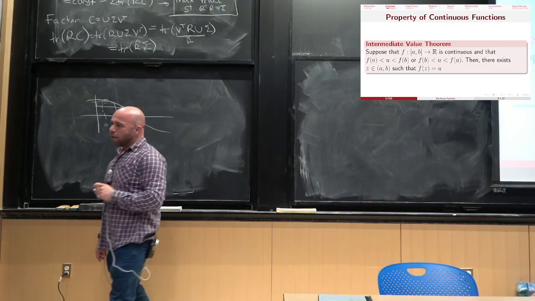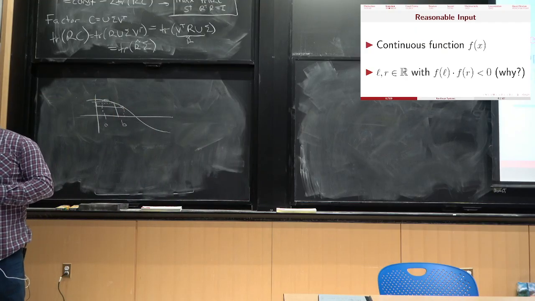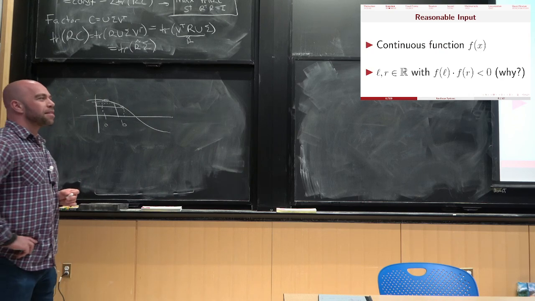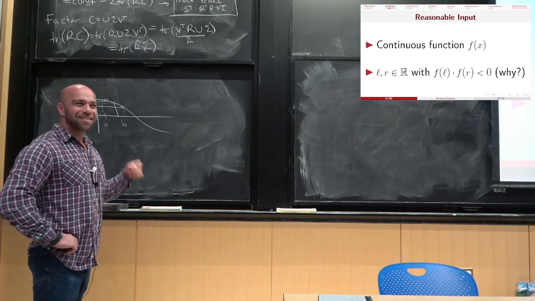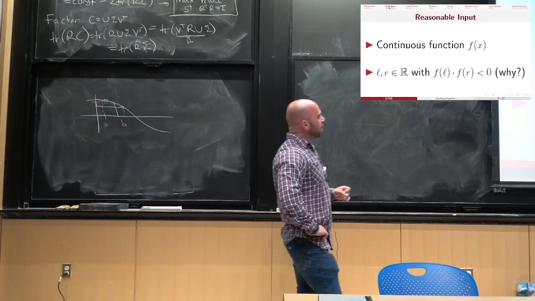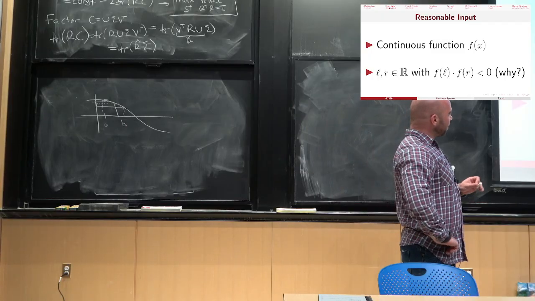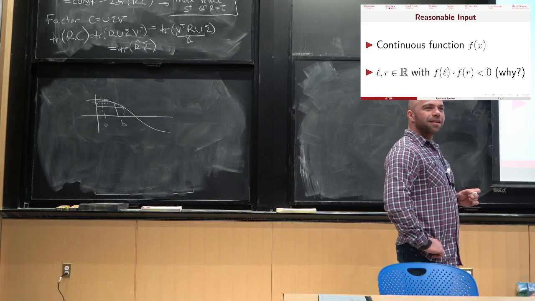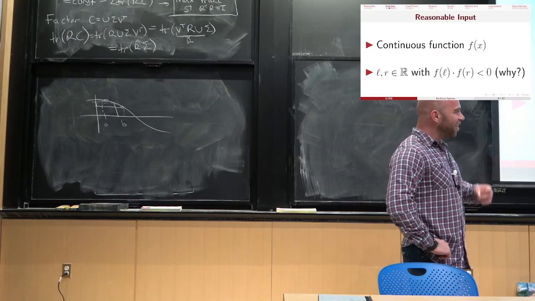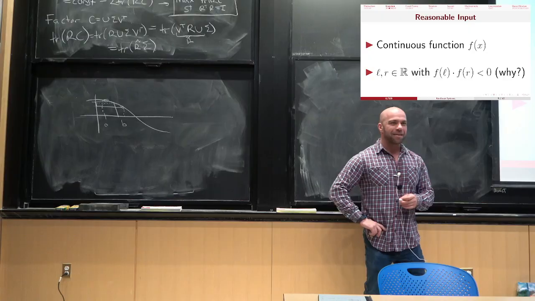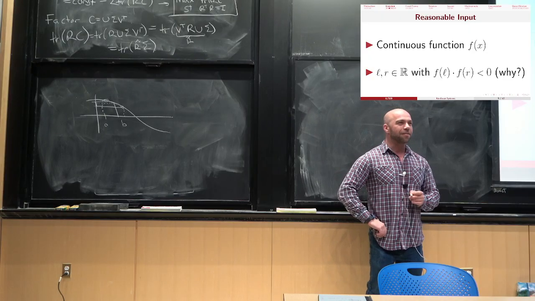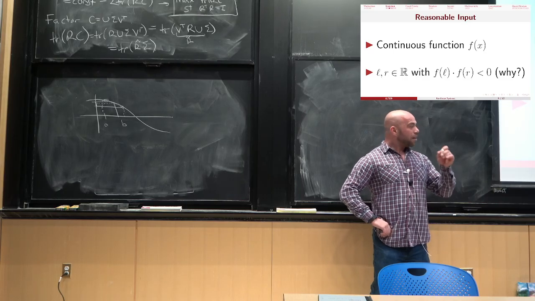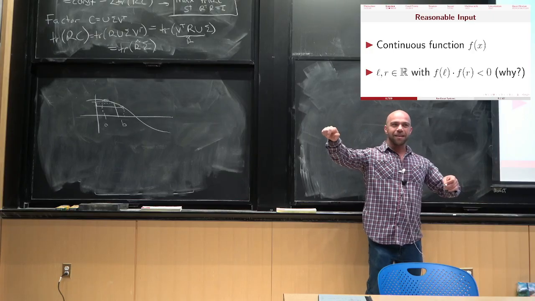So why is that going to be important? Well, suppose I have a continuous function f of x, and I give you two points, L and R, for left and right. And I have the following funny property: f of L times f of R is less than 0. This is just slick notation. Why do I care? What can I conclude? Yeah, there's a 0 between them. In particular, f of L and f of R differ in sign.